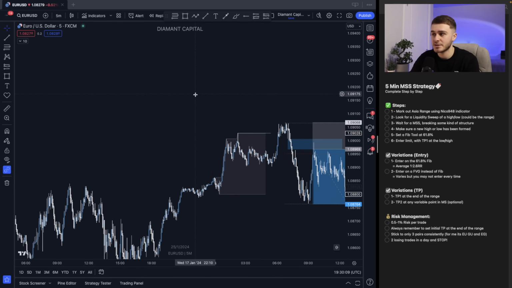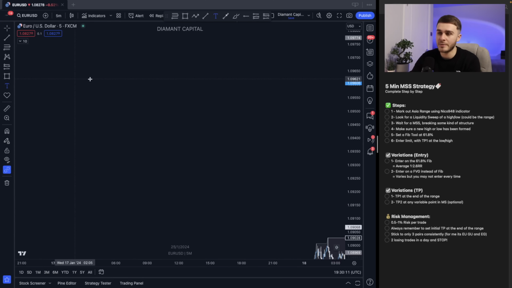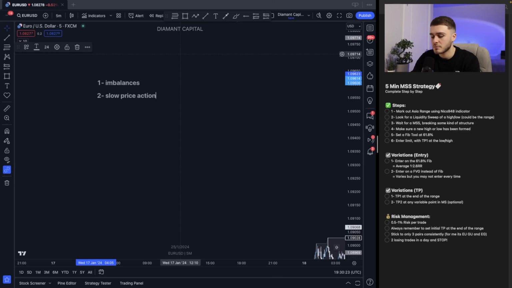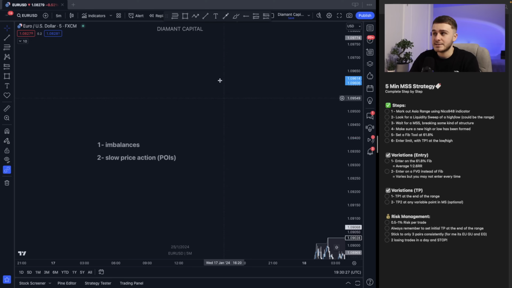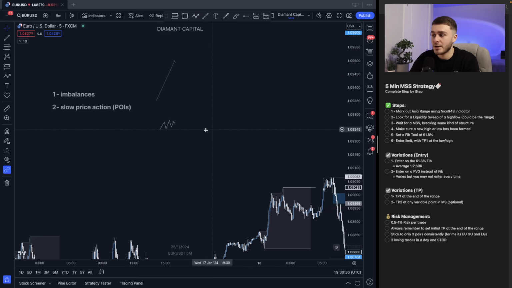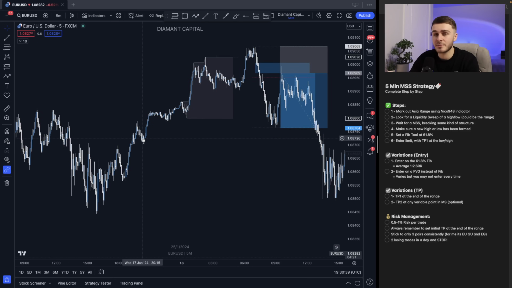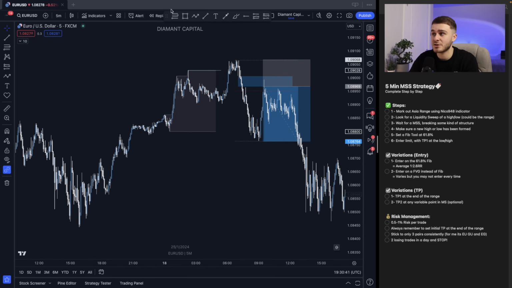There are 2 types of areas in the markets, and I've talked about this in another video, but I'll make it clear again. You've got 2 main areas. You've got imbalances, and you have, let's just call it, slow price action, POIs. Imbalances is where price obviously moves very, very quickly. It moves like that. Slow price action is where you get more of this, right? Now, at these areas or at these supply and demand zones, that's where we can expect price to slow down.